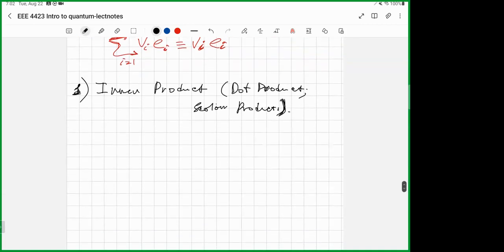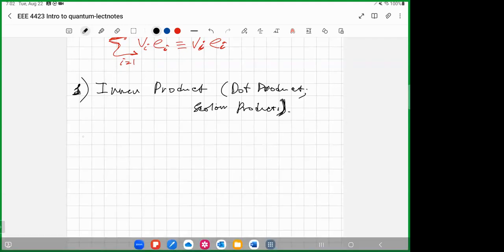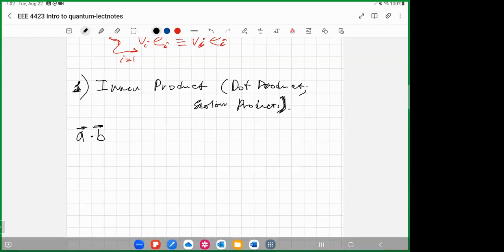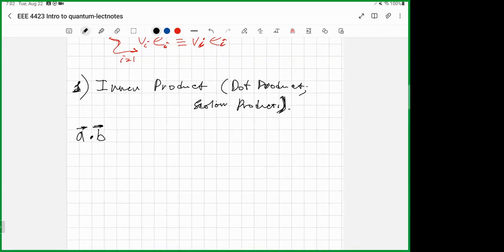So the inner product is an operation that allows you, having 2 vectors, let's name them A and B, to get a scalar as the result. That's why it's called the scalar product. So the scalar product, or inner product, or dot product, is denoted by this dot between the vectors. Sometimes it's denoted like this, A comma B in parentheses.